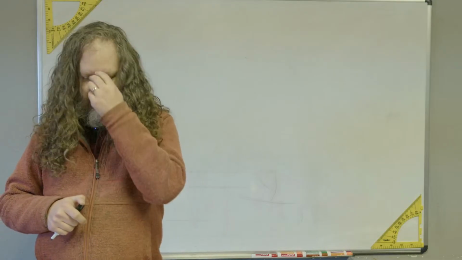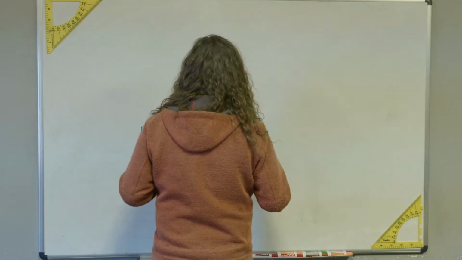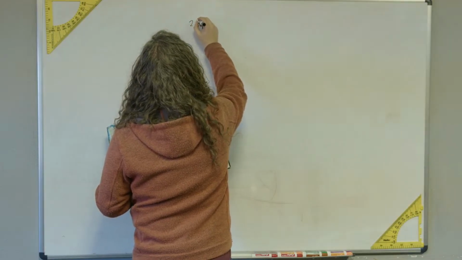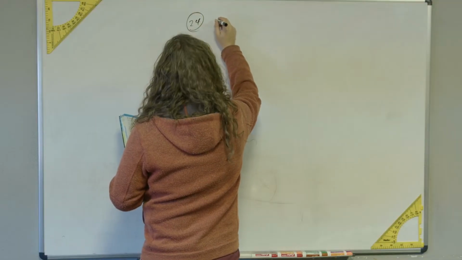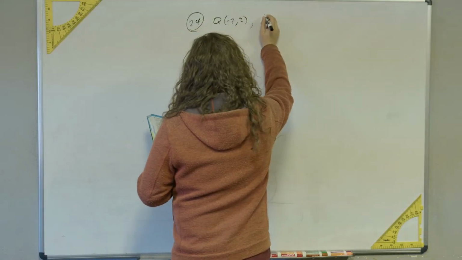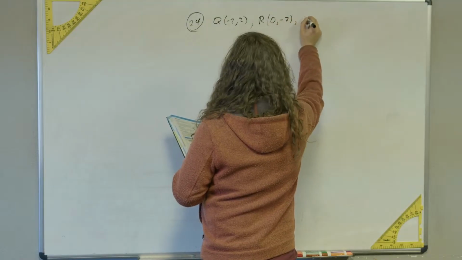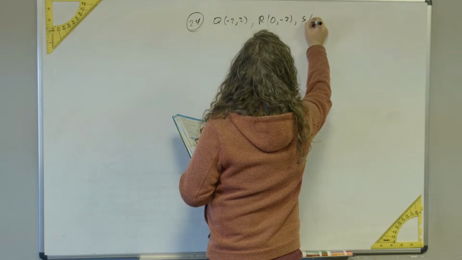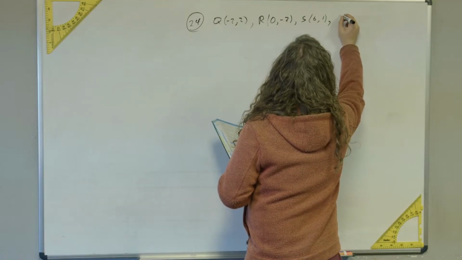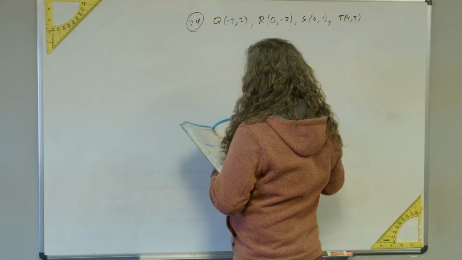Graph each quadrilateral with the given vertices, determine whether the figure is a rectangle. Justify it with the method. Q is -2, 2. And R is 0, -2. And S is 6, 1. And T is 4, 5. And we're supposed to use the distance formula.